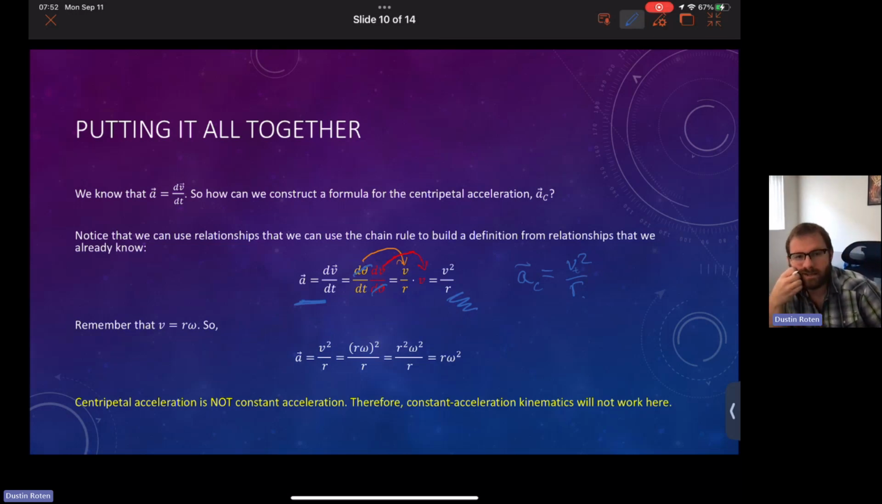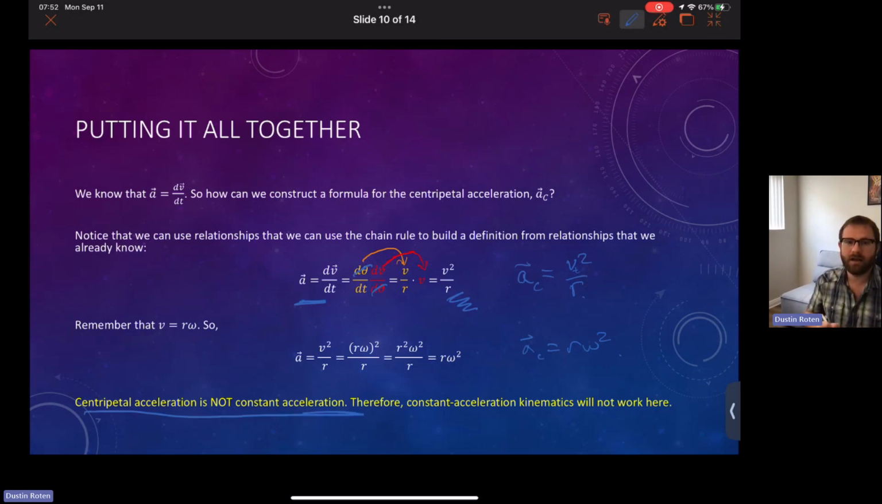So the tangential velocity is also equal to r times omega. If we plug that in and do some simplifications, we get another statement for the centripetal acceleration. That's just r times omega squared. Now remember, centripetal acceleration is not constant. That essentially means we can't use constant acceleration kinematics here, since this is always pointing toward the center of the circle, no matter where you're at. As soon as you move to a different point on the circle, your acceleration vector changes.